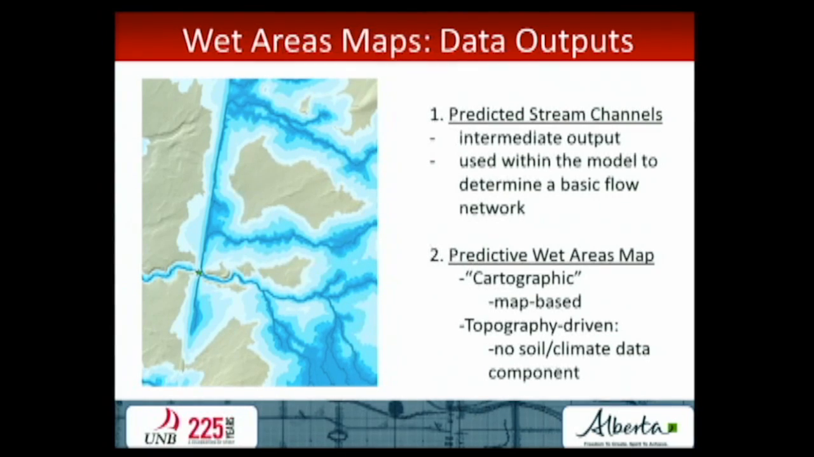The primary outputs to the wet areas mapping project are the predicted stream channels, which are an intermediate output used within the model to determine the basic flow network. One of the other main products is the predicted wet areas map, which is cartographic or map-based. It is driven purely by topography with no input of soil and climate data.